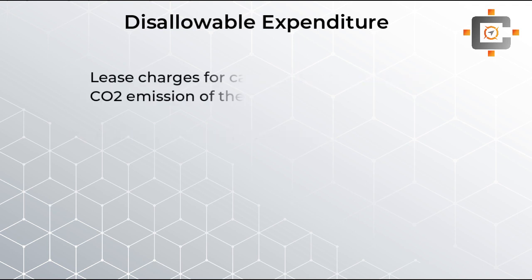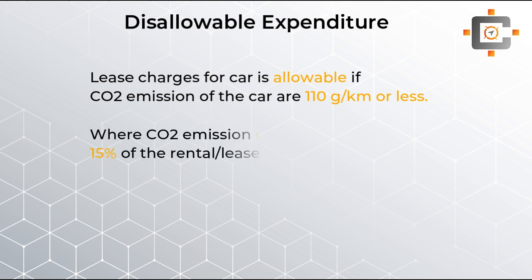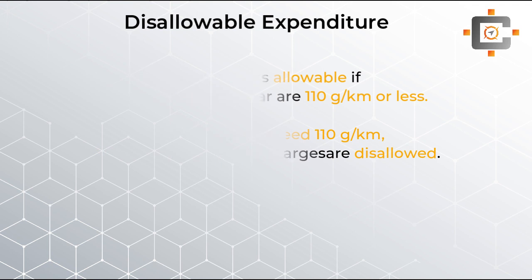Then students, the next one is the car leasing. If we lease a car with CO2 emission of below 110 gram per kilometer, then the lease expense will be allowed fully. But if the CO2 emission is more than 110 gram per kilometer, then 15% of the expense will be disallowed. Now this is a very important one for the examination and specifically for MCQ purposes. This rule is very important.